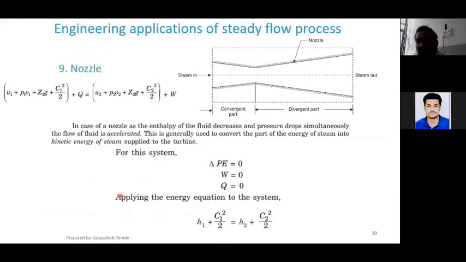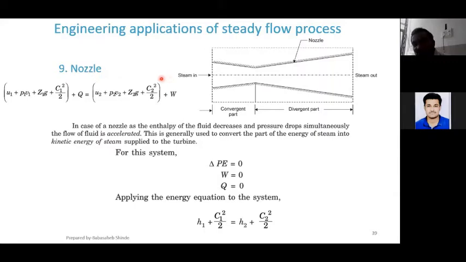After that, we went for nozzle. The function of nozzle, when steam comes out of a boiler, the function of boiler is converting water into steam. Now that steam has to be supplied to turbine so that the kinetic energy of that steam will be converted into mechanical energy through generator to be converted into electricity. So before providing that steam to turbine, its velocity has to be increased, and increasing of that velocity will be obtained by the nozzle.